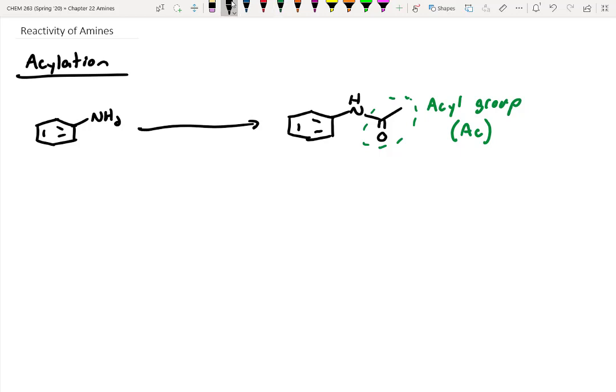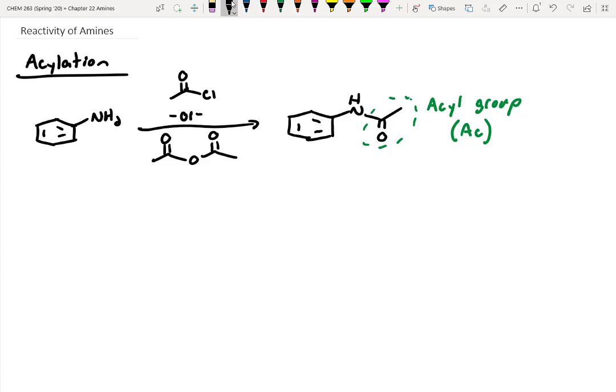Well, you have one of two different ways. You can react this with an acid halide, or you can react it with an anhydride. Either one will work well. Obviously, the acid halide is going to be a lot more reactive. The anhydride is going to be a little bit more selective, meaning if you have other nucleophiles present, the nitrogen is going to react with the anhydride more readily than something like an oxygen will.